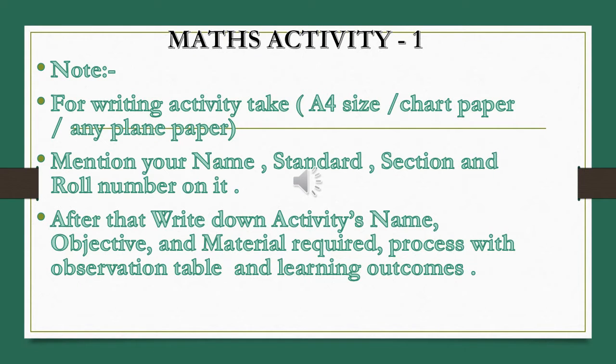Dear students, before starting the activity, let's note some important points. For writing an activity, you have to take an A4 size paper or chart paper or any plain paper. Mention your name, standard, section and roll number on it. After that, you have to write down the activity's name, objective and material required. After that, you have to do the activity and then at the end you have to write down learning outcomes. You can see the activity, objective, material required in the next slide.